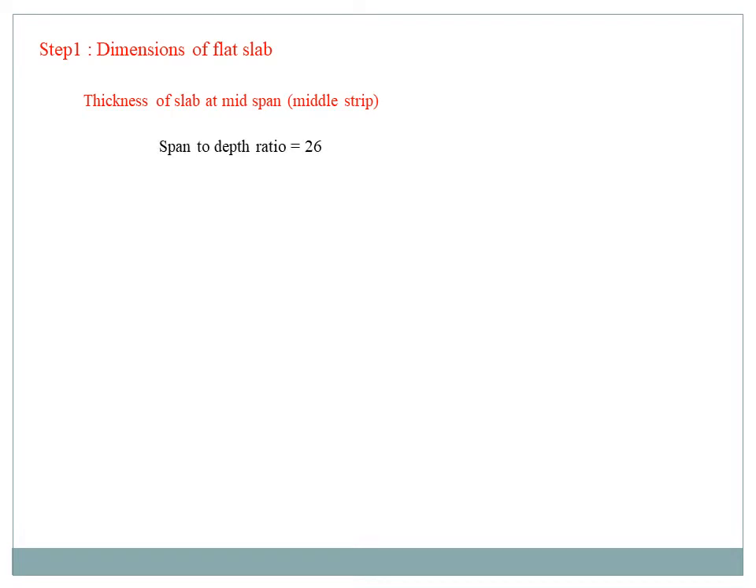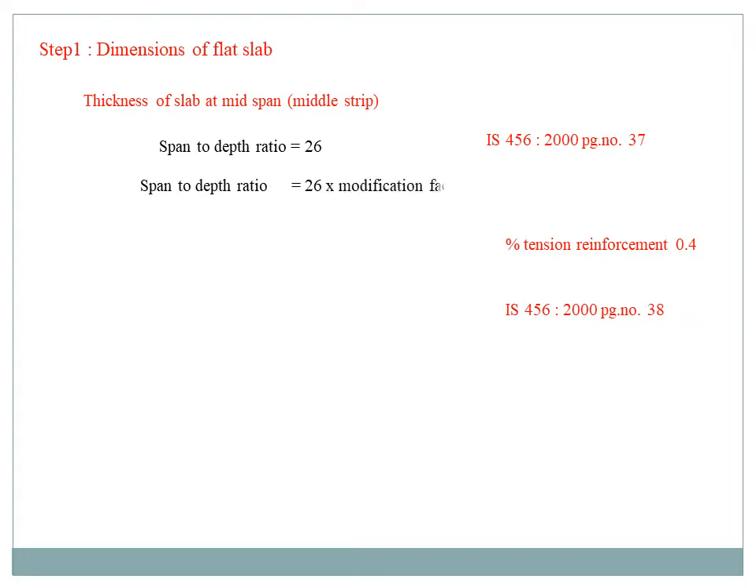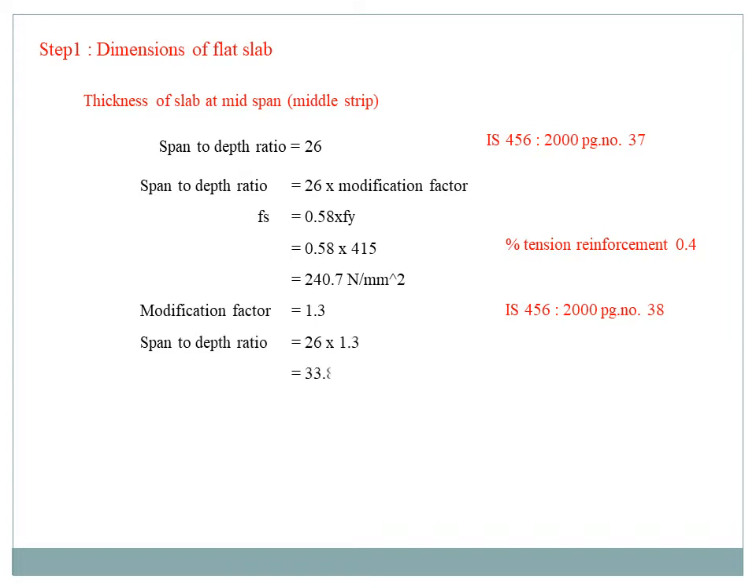Span to depth ratio is equal to 26. This formula is taken from our code book IS 456-2000, page number 37. Percentage of tension reinforcement 0.4 is assumed; for tension reinforcement we assume 0.4 percent in all the formulas. This is also taken from IS 456-2000, page number 38, because span to depth ratio is equal to 26 into modification factor. Now we need to find the modification factor.